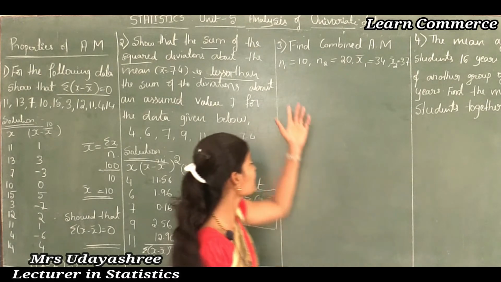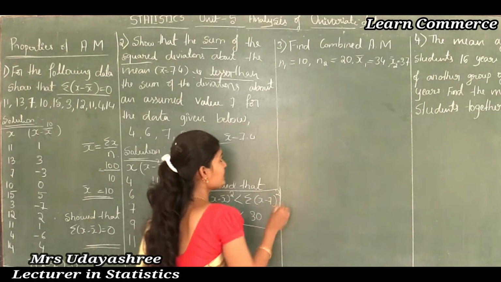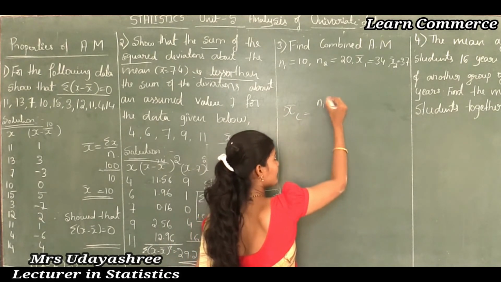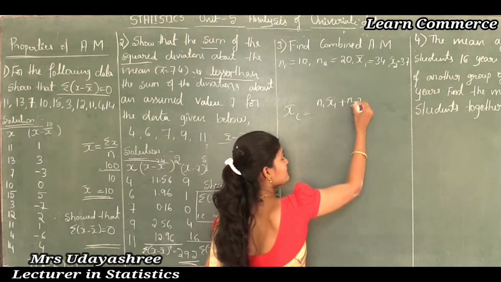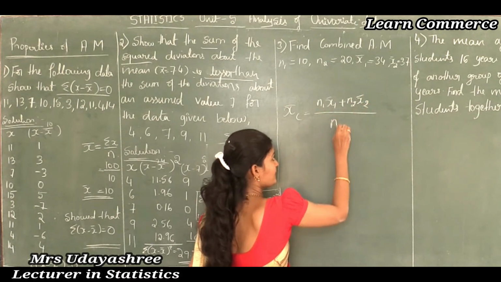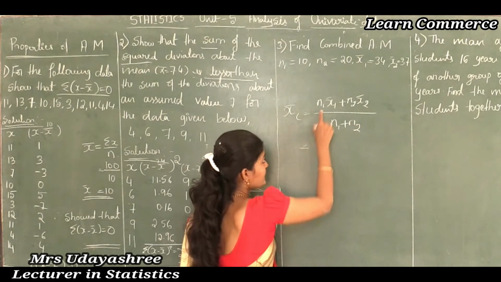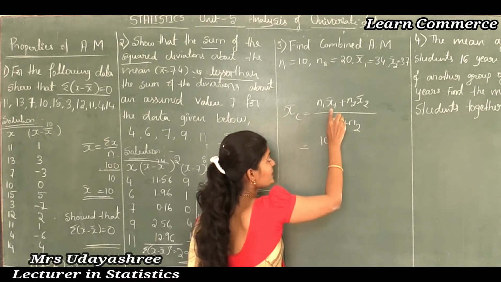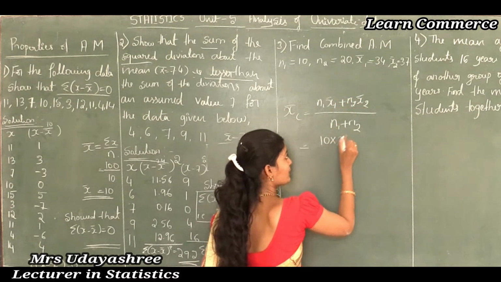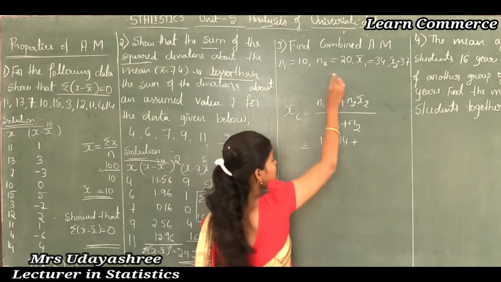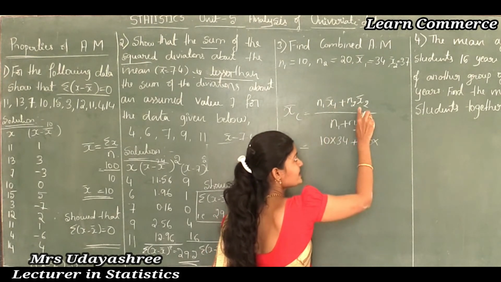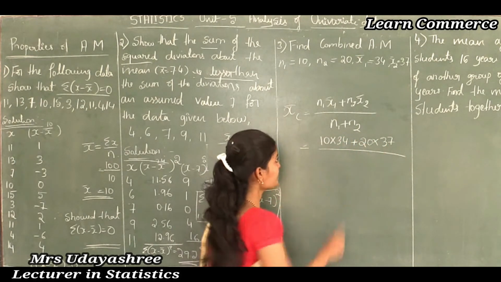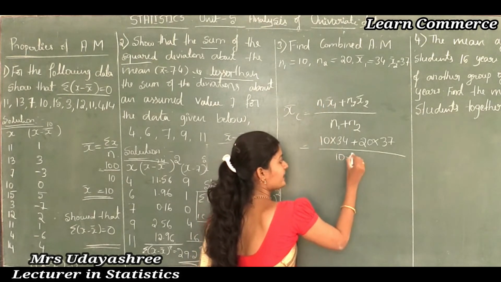And we know that to calculate the combined arithmetic mean, the formula is x bar c is equal to n1 x bar 1 plus n2 x bar 2 divided by n1 plus n2. See here, n1 value is 10, so in the place of n1 I will substitute 10 into x bar 1, which is 34, plus n2 value, that is 20, into x bar 2, which is 37, divided by n1 plus n2. So here n1 is 10 and n2 is 20.